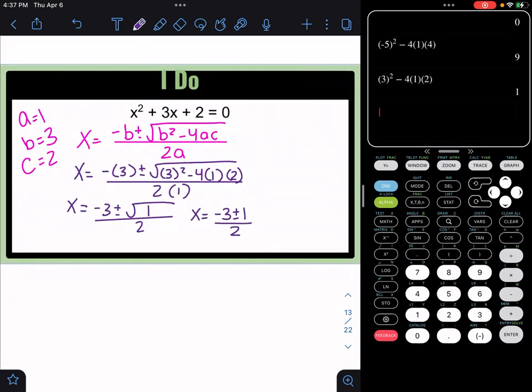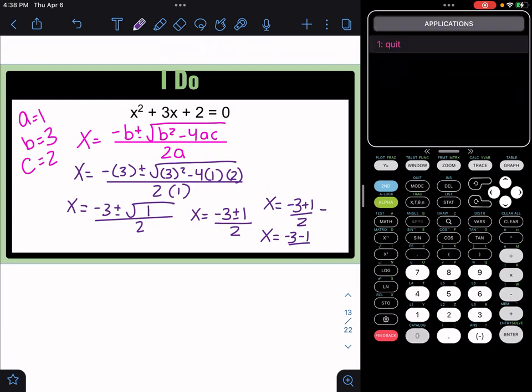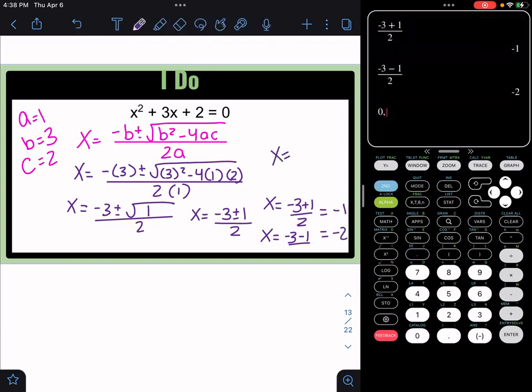Because this one turns out to be a rational number, we can separate it into two different answers. Negative 3 plus 1 divided by 2, and negative 3 minus 1 divided by 2. And let's see what these two answers are. So I will get negative 1 and negative 2 as my answer. So x is equal to negative 2 and negative 1. Those are my two answers.